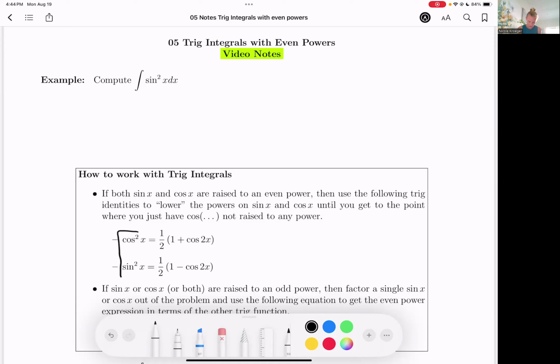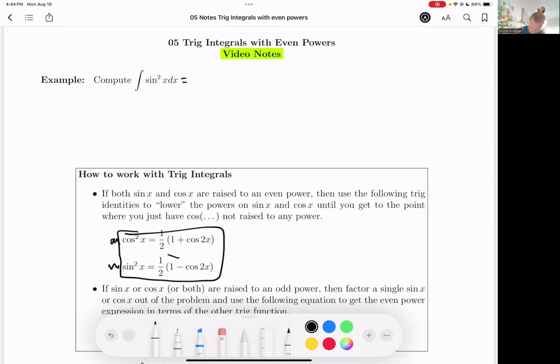And that's where these two trig identities come into play. Those are not negative signs in front, those are just dashes. So here we're going to use the second of these two trig identities. Both of these are power lowering trig identities. They start out with a sine squared or a cosine squared, and they give us a cosine to the first power. And cosine to the first power is something we know how to antidifferentiate, so that's good.